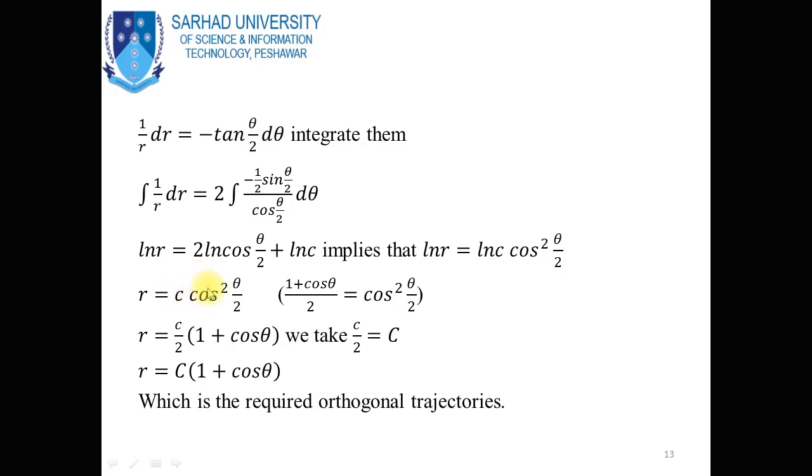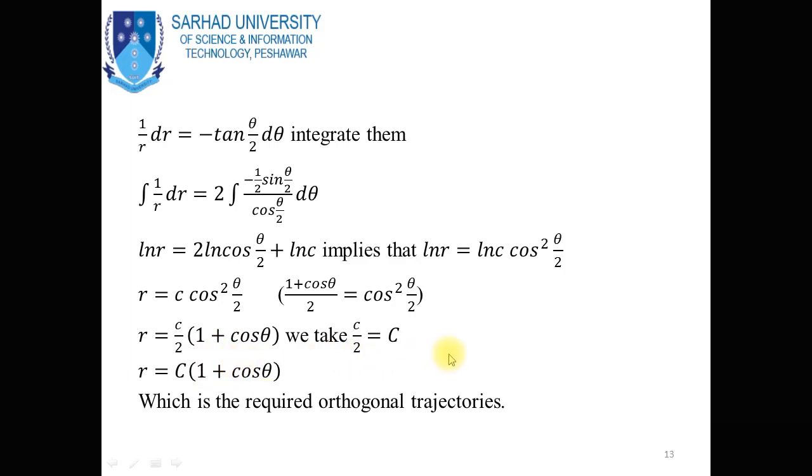So this is the equation of the required orthogonal trajectory, and we can write this equation as c by 2 into 1 plus cos theta, as we know that cos square theta by 2 is equal to 1 plus cos theta divided by 2. Now if we put c by 2 as another constant like c, we can write the simplest form of the equation: r is equal to c into 1 plus cos theta. This is the required orthogonal trajectory.